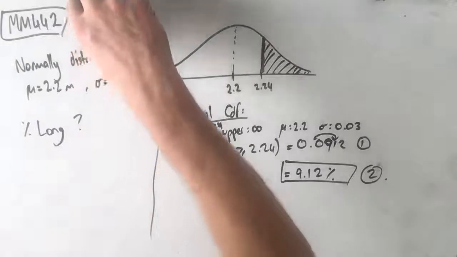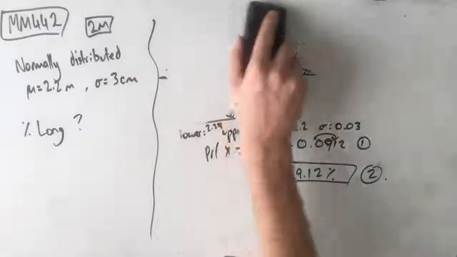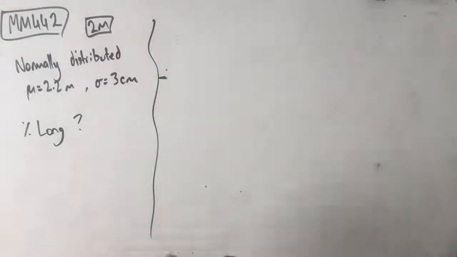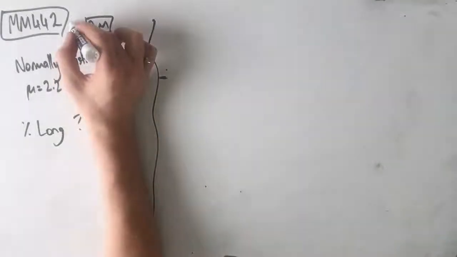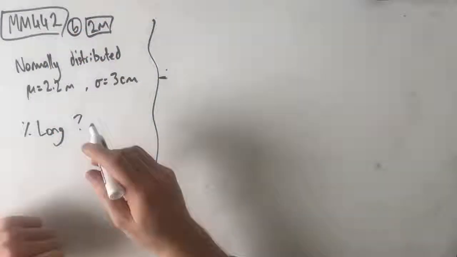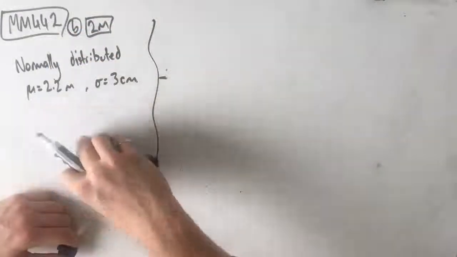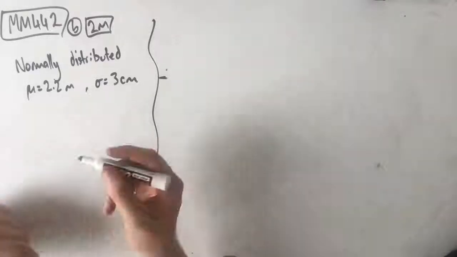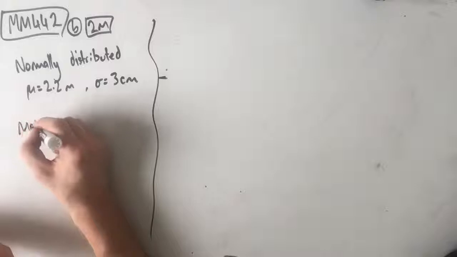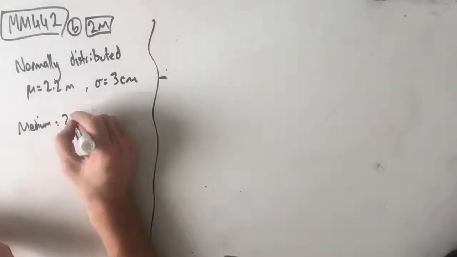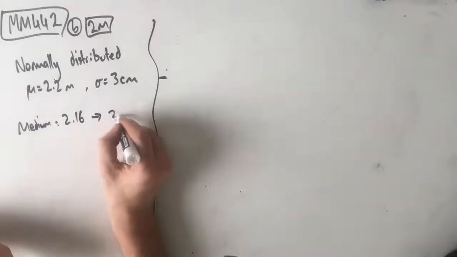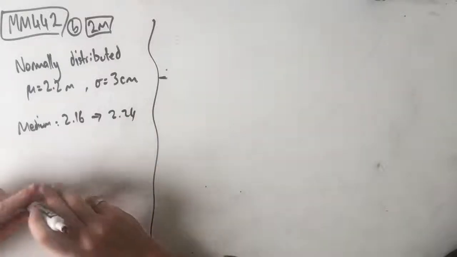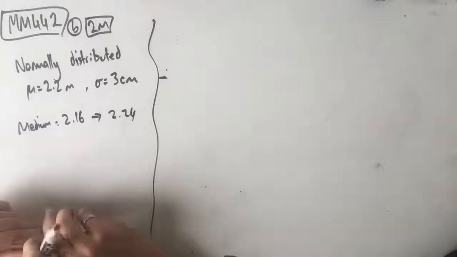Part B is a 2-mark question as well. Very, very similar concept to part A. This question is really just about reinforcing your ability to find probabilities and to identify how to actually do that. So, part B says, the most popular pole is MC's medium pole, which has a length ranging between 2.16 meters, so medium is 2.16 to 2.24. What is the probability that a randomly chosen pole produced by MC is of medium length?